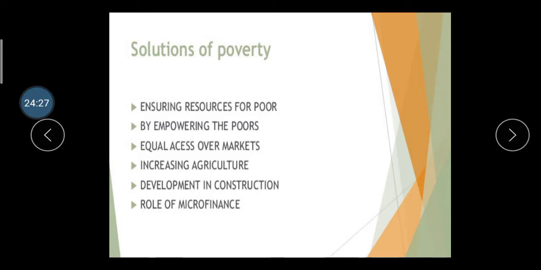Then after, development in construction. If they are doing development in construction, there is a requirement for various types of labor and wages, right. So that's why they can easily get income. Then after, the role of microfinance. Role of microfinance means what? Some banks, take the example Ujjivan. Ujjivan is one type of bank, and they provide microfinance to the person who wants to start a new sector like Grih Udyog. Okay.